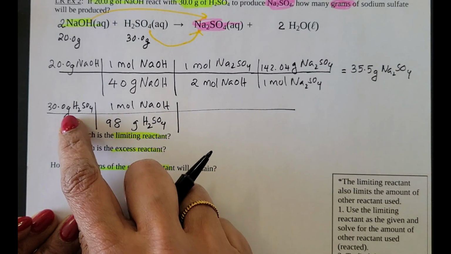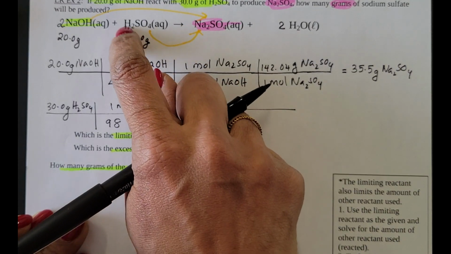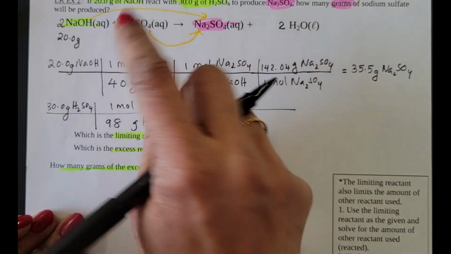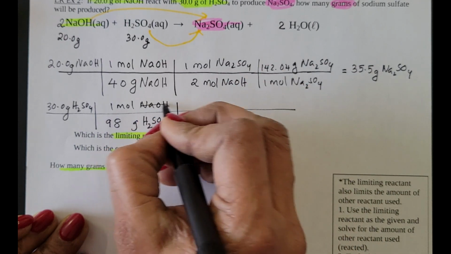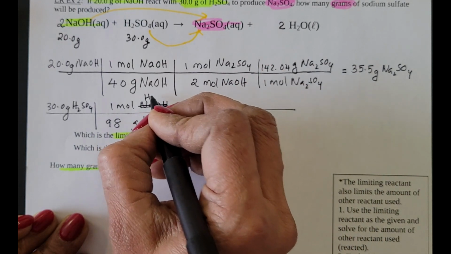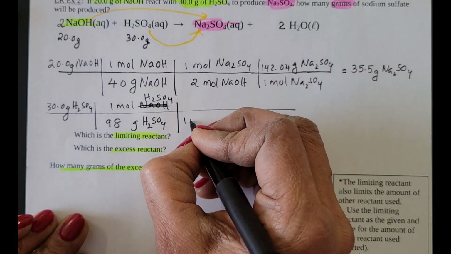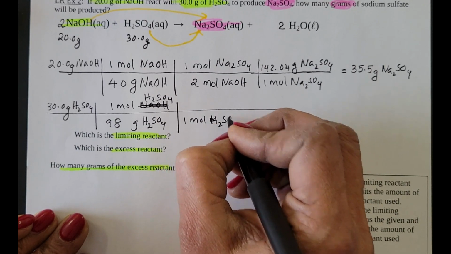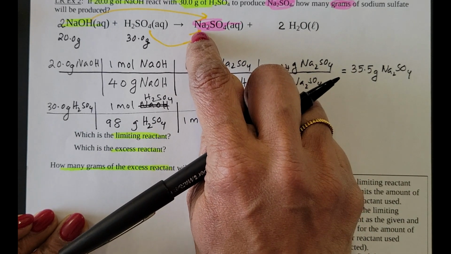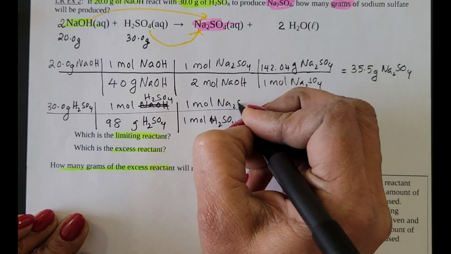Okay, so we converted sulfuric acid into moles. Now look at how many moles of sulfuric acid. What is the coefficient here? There is only 1 mole of sulfuric acid, which will produce 1 mole of sodium sulfate.